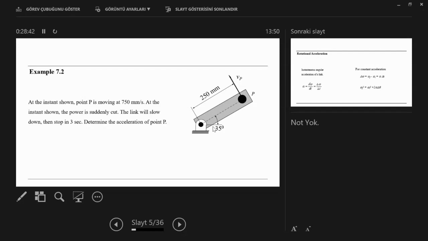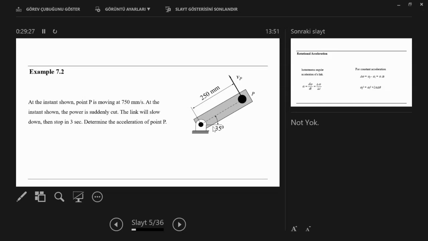And the total acceleration A is equal to the square root of At square plus An square, but they are perpendicular to each other. So then at the end we have here 250 square plus... I'm sure that this must be more, I think. 750 square, yes, 750 squared divided by 250.